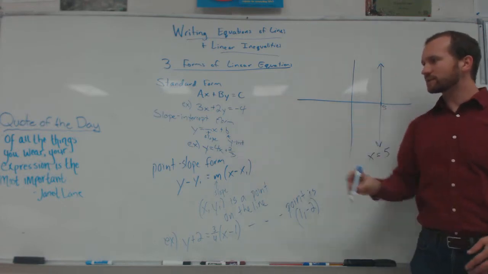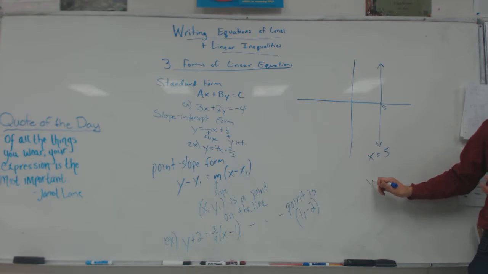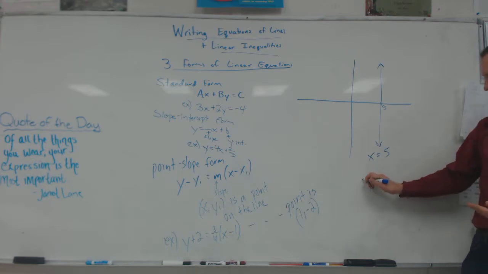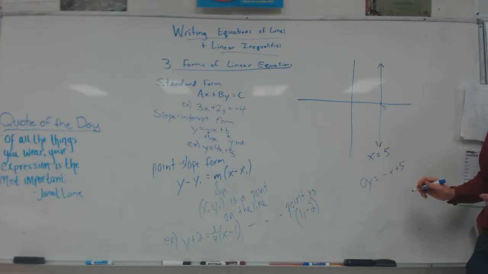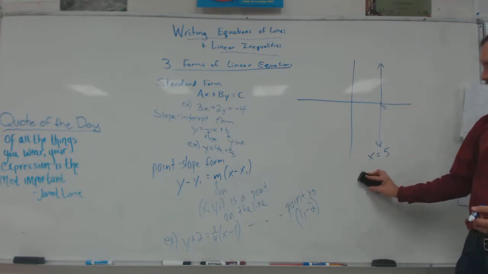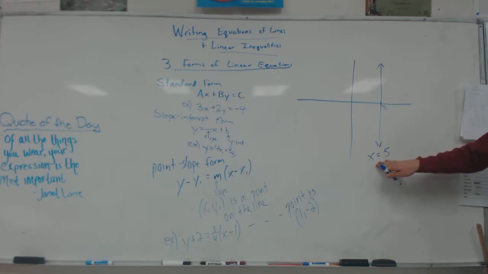Is there a way to write slope-intercept form of this line? No, because I can't write y equals. It's like 0y equals negative x plus 5 or something, but that doesn't really make sense. It's not really slope-intercept form. So we just have the standard form.